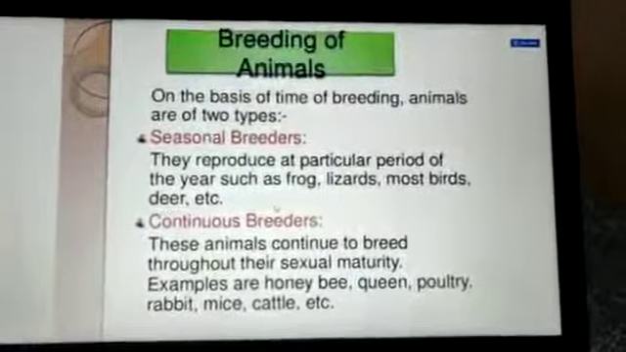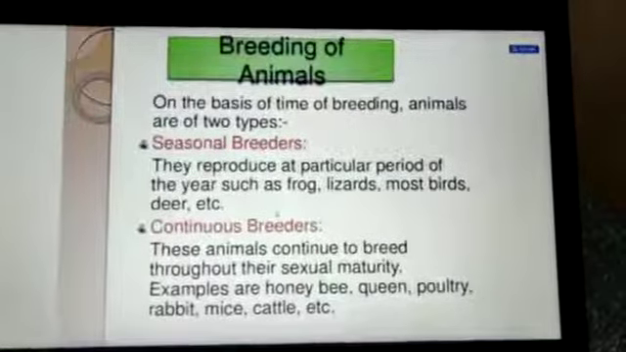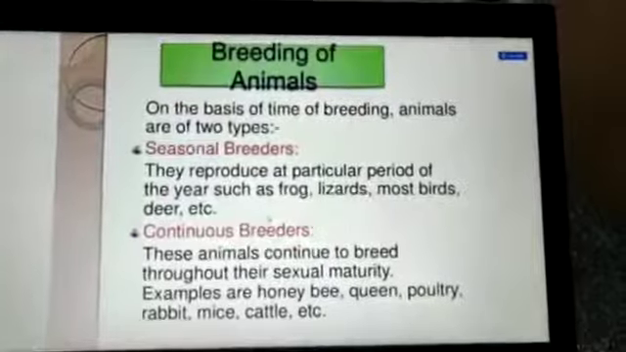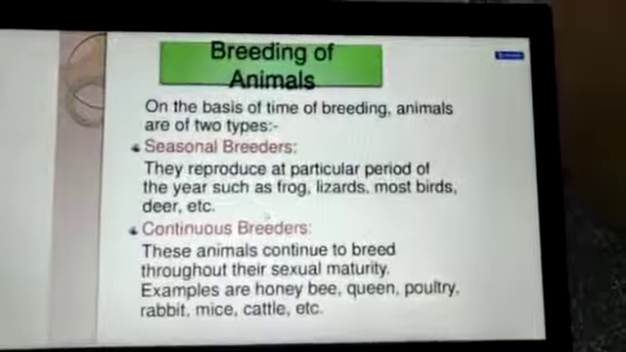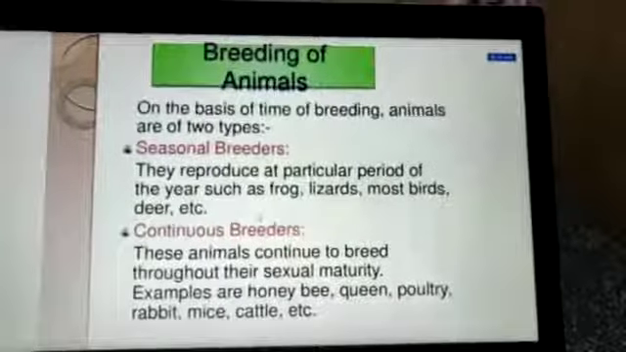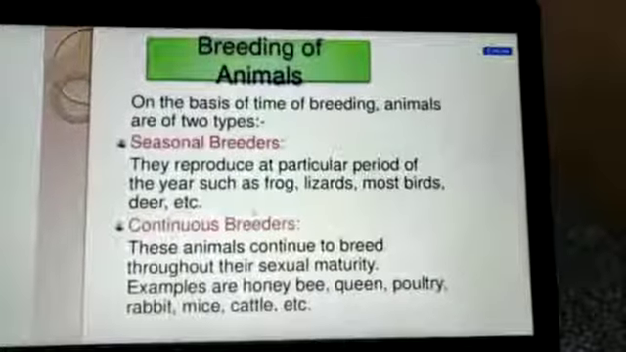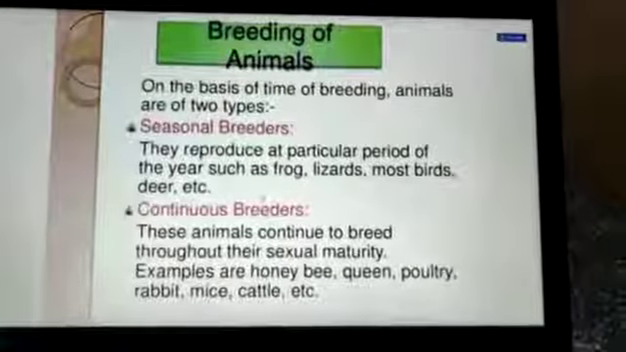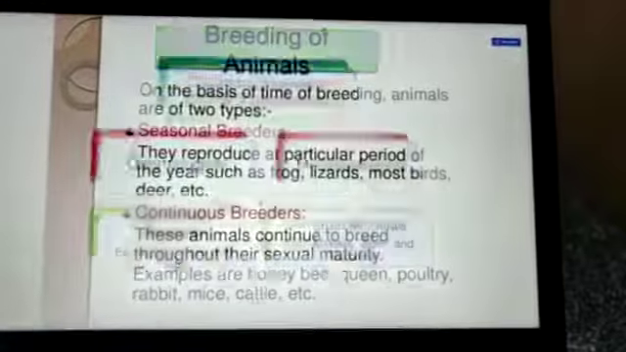But few animals do not need any season. They can reproduce at any time. So such animals are termed as continuous breeders. These animals continue to breed throughout their sexual maturity. Examples are honeybees, quail, poultry, rabbits, mice, cattle, etc.